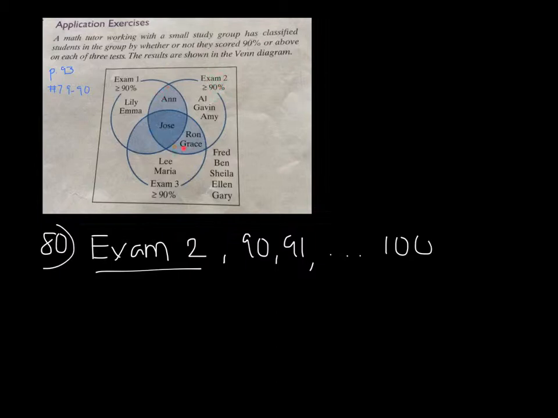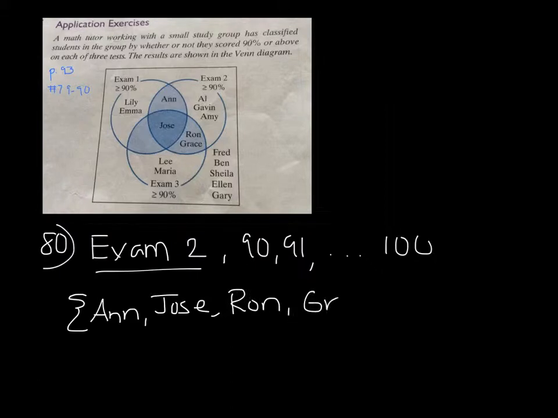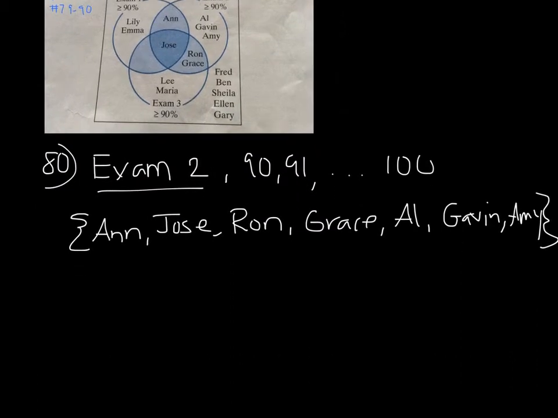So here is exam 2, this set of students. And how many of these students scored at least a 90? Well, it's really just the whole set. All of these students scored at least a 90. So I can write Anne, Jose, Ron, Grace, Al, Gavin, and Amy. All right, those students scored at least a 90 or above on their exam.